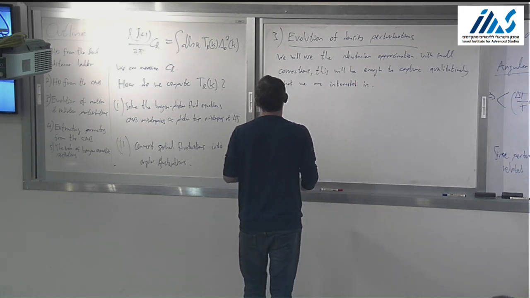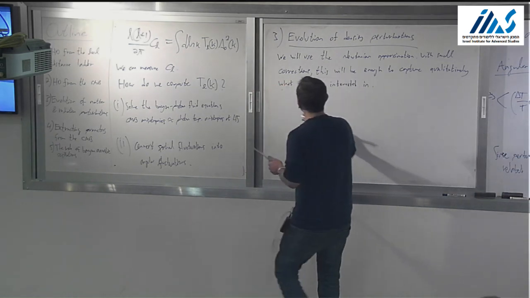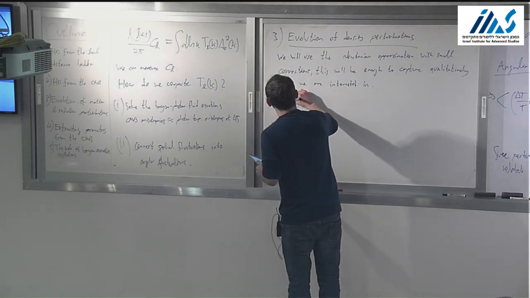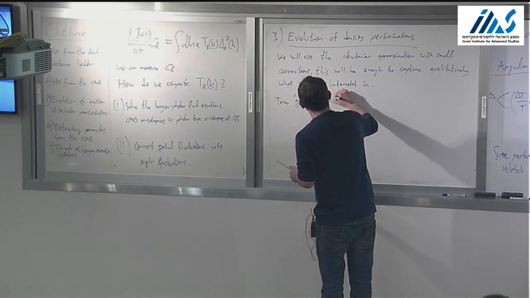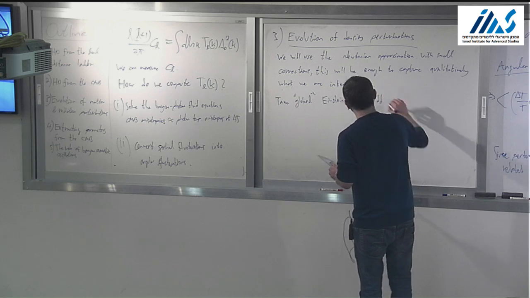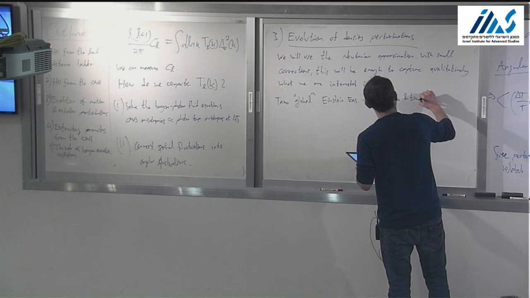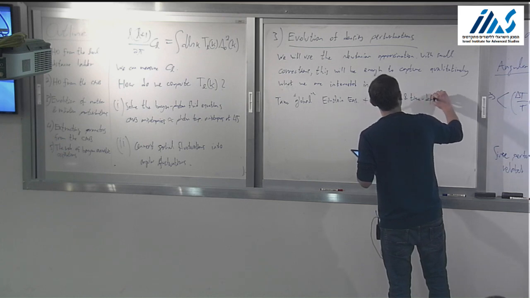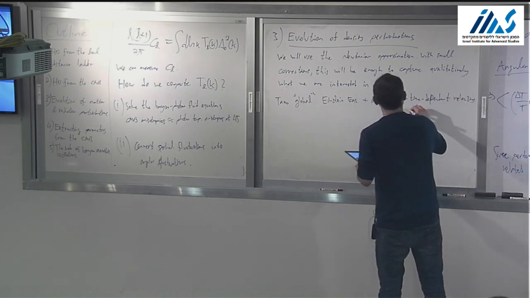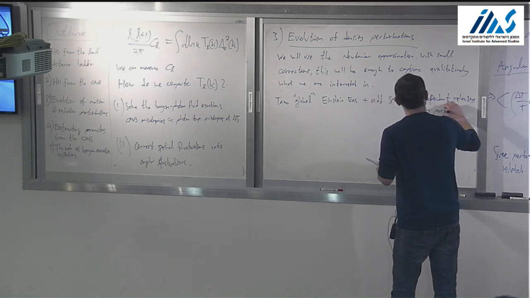Okay, so let's go back to the Einstein equations that we derived yesterday, and now we add space and time dependent velocities and density perturbations. That will be what we do now.